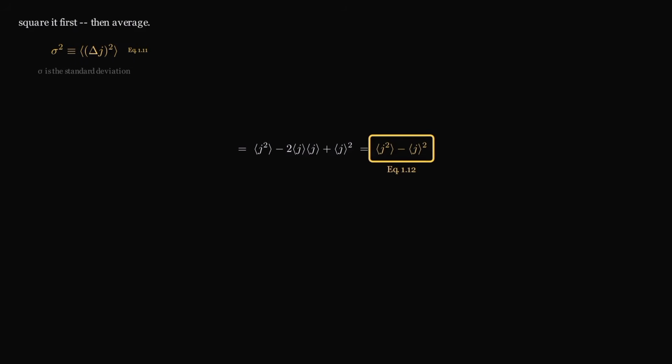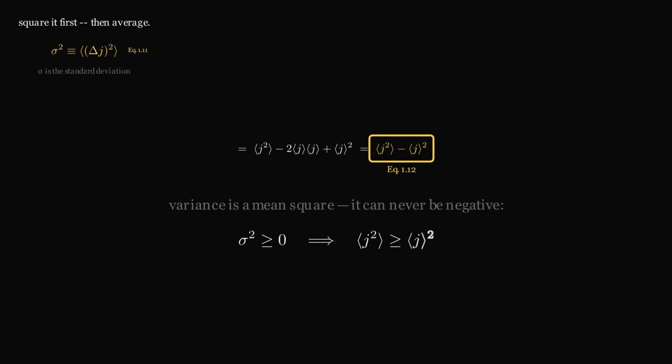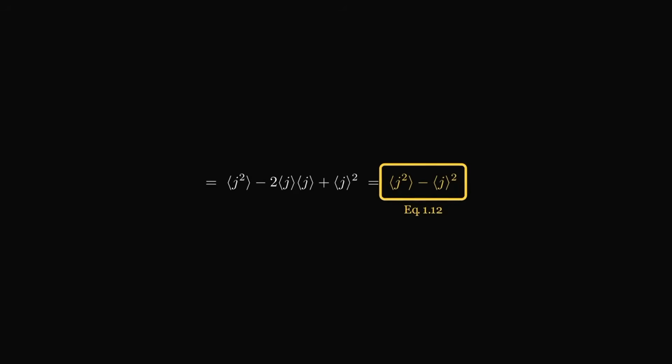One more thing falls right out of this. Since variance is built from the average of a square, it can never be negative. Sigma squared is always greater than or equal to 0, which means the average of j squared is greater than or equal to the square of the average of j, with equality only when sigma is 0, when there is no spread at all, and every member of the distribution has exactly the same value.